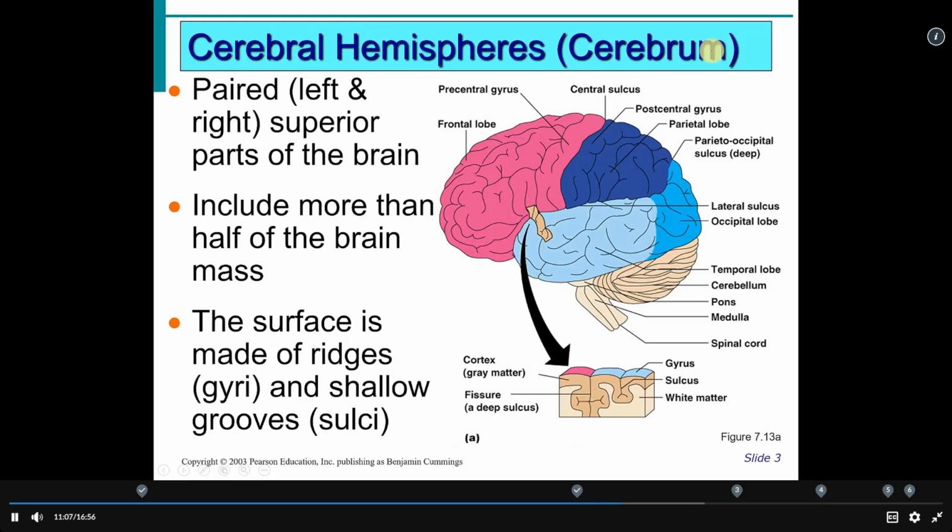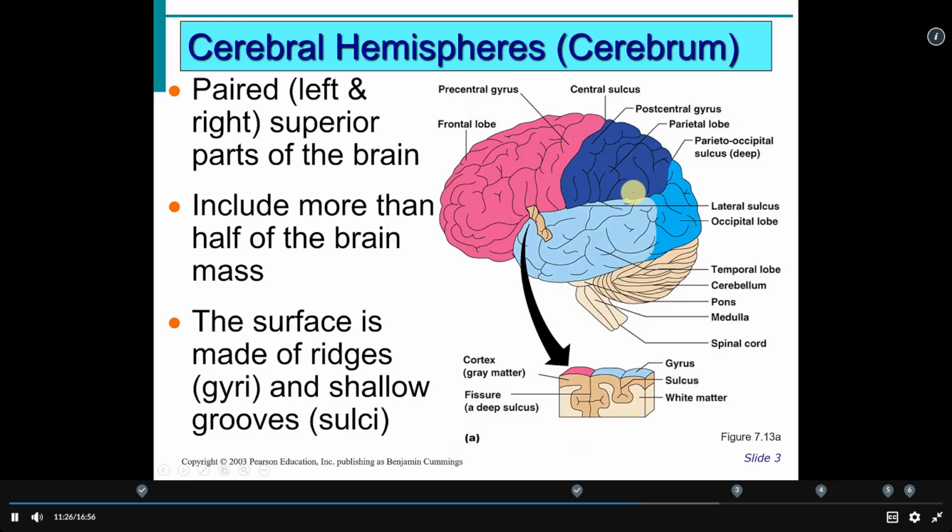Or you can just say cerebrum, which means the same thing, only this is a noun. So cerebrum or cerebral hemispheres means the same thing. There are 2 cerebral hemispheres, one on the right and one on the left. And you can see they make up more than half of the mass of the brain.